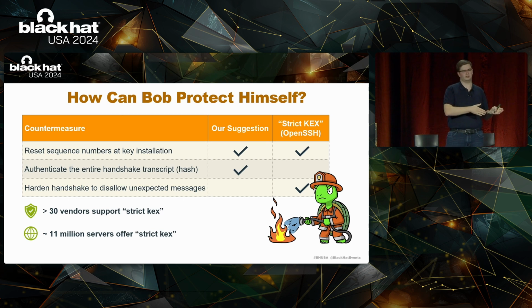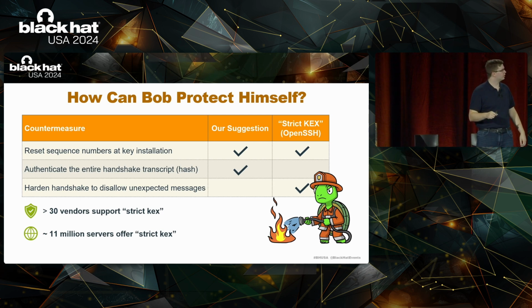Reset sequence numbers, pretty obvious. It decouples the sequence numbers from the unencrypted context and the encrypted context, therefore removing the attacker's capability to manipulate sequence numbers across different encryption contexts. This is not sufficient. We will need also authenticated handshake transcripts, because if we authenticate the entire handshake transcript, we could detect the message injection during the handshake.